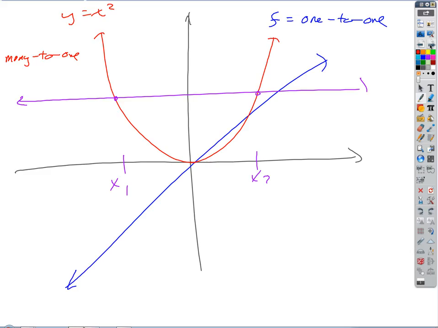Wouldn't be a line. What about, I'm just gonna put one up here, what about a sideways parabola? Okay. And this one, by the way, I didn't draw that super well. What if it had gone through the origin? Then its equation would have been x equals y squared, and that's 1 to many.